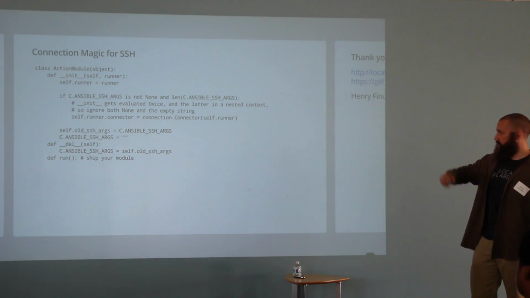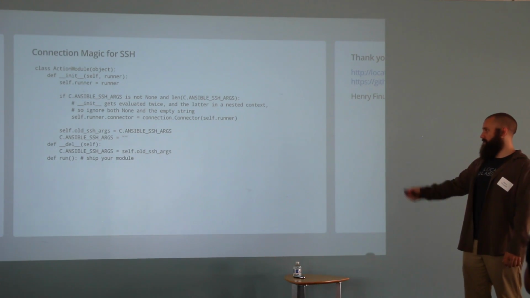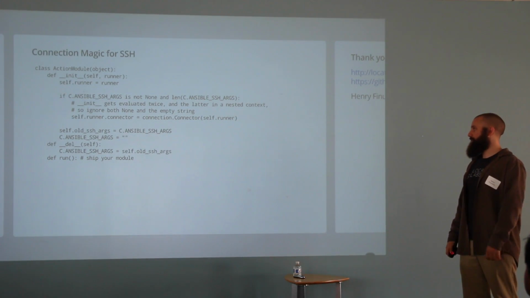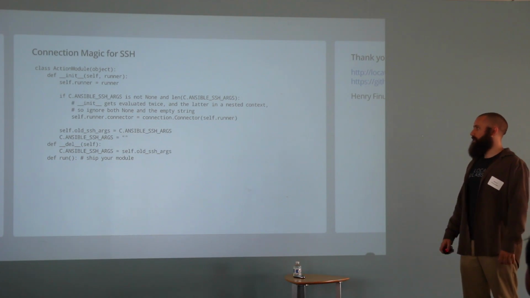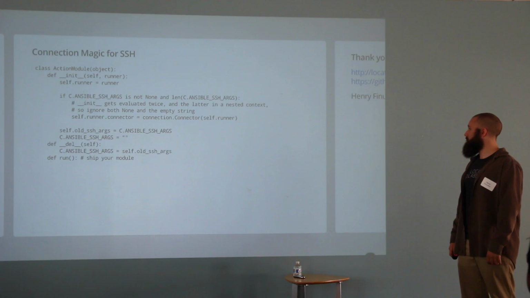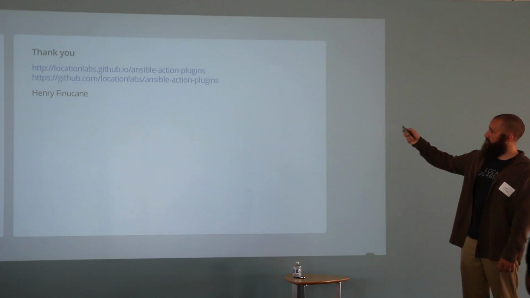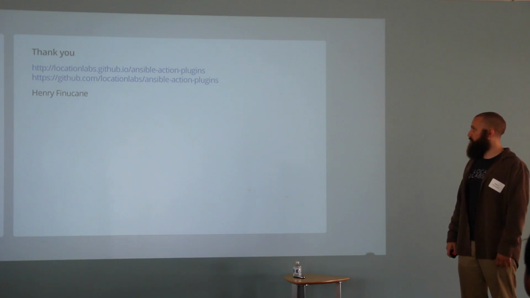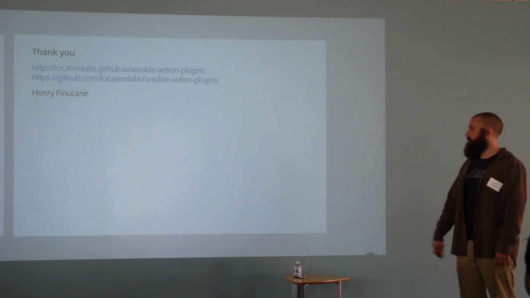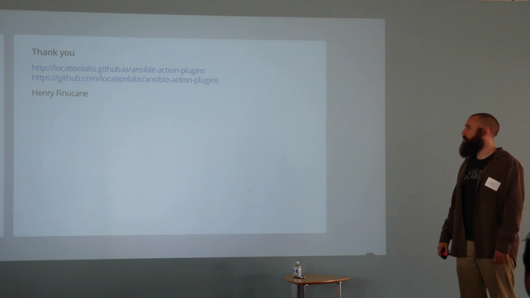You change the SSH args in the constructor of your action module, and then in the destructor you set it back to the old one. There are details, but that's sort of the whole of it. This is where you can go to see the full examples and play with them. The slides are also there in the GH pages branch. This is actually coming out of GitHub.